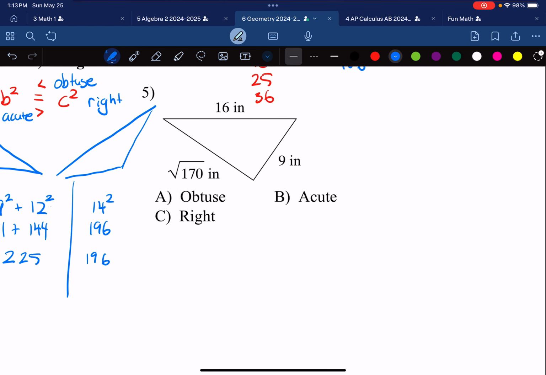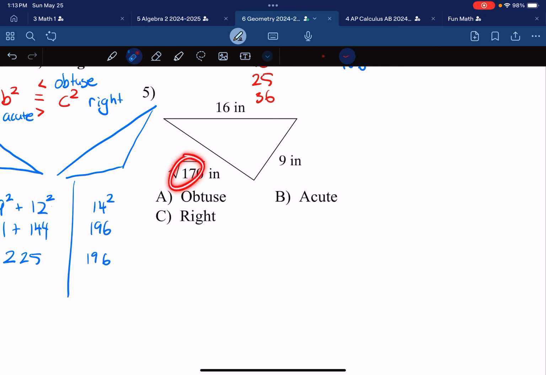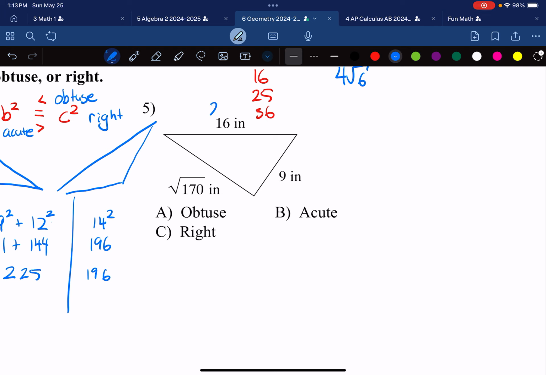In number 5, you're doing the same thing. I'm comparing all of these. And in this one, you don't know, is the square root of 170 the hypotenuse or is 16 the hypotenuse? And the cool thing here is you just square them all and then plug them in. You don't have to do it first. So if I square them all and write it next to it, 256 is going to be squared, 81 is going to be squared, and 170 is going to be squared. So I just squared all of these.